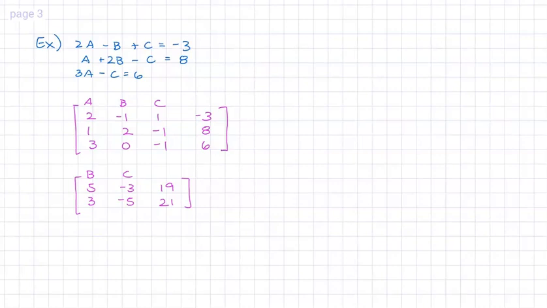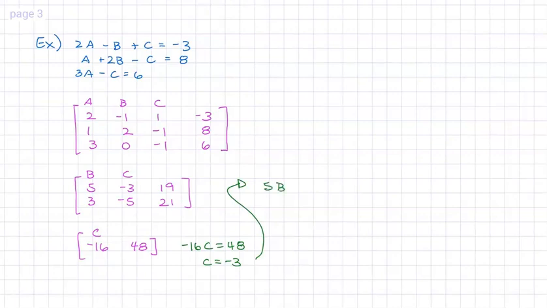Okay, so the next one is going to be this. And then that's all we need. Now we're ready to go ahead and solve. So if negative 16c is 48, then c is negative 3. Go back up, we have 5b minus 3c equals 19. If c is also negative 3, then it's plus 9. So 5b is 10, b is 2.